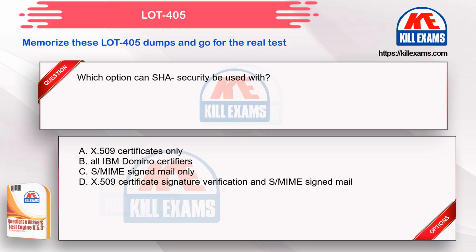Which option can SHA security be used with? Option A. X.509 certificates only. Option B. All IBM Domino certifiers. Option C. S/MIME signed mail only. Option D. X.509 certificate signature verification and S/MIME signed mail.